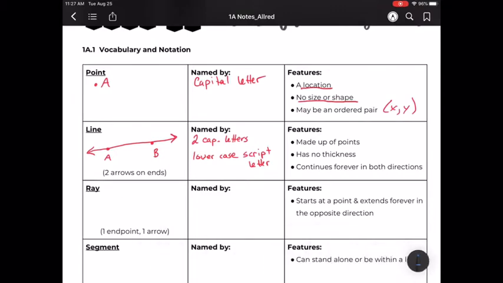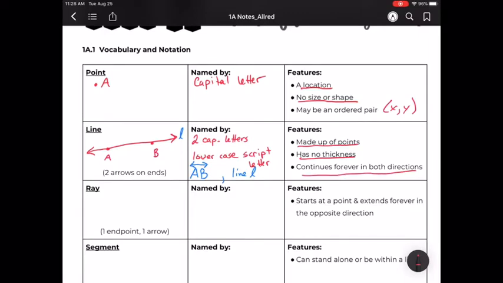This could either be called line AB, and so we put the two capital letters with a line notation above it. Or if I add in this script letter, like a cursive L, the word script kind of just means cursive, I could also call this line L. Now, a line is made up of all the points on that linear path. It has no thickness. We can't measure the thickness, and it really doesn't have length because it goes forever in both directions.